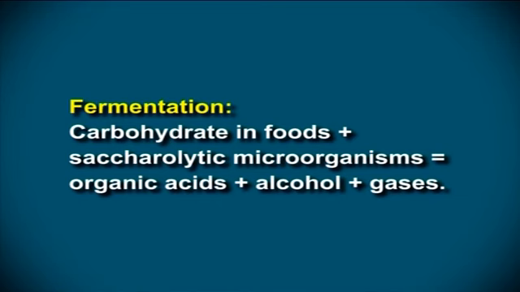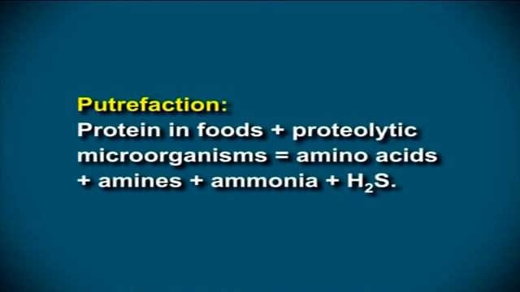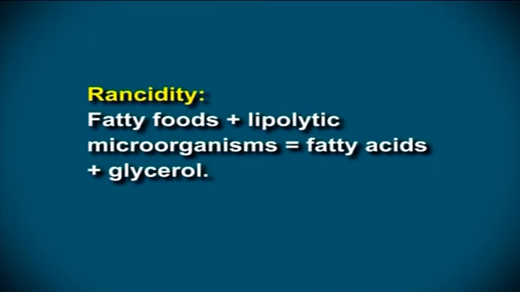Microbial spoilage of food is due to the activity of these organisms on some of the constituents of the food. They may broadly be classified into three groups. Fermentation. Carbohydrate in food plus saccharolytic microorganism produces organic acid plus alcohol plus gases. Putrefaction. Protein in food plus proteolytic microorganism produces amino acids, amines, ammonia and hydrogen sulfide. Rancidity. Fatty foods plus lipolytic microorganism produces fatty acids plus glycerol.